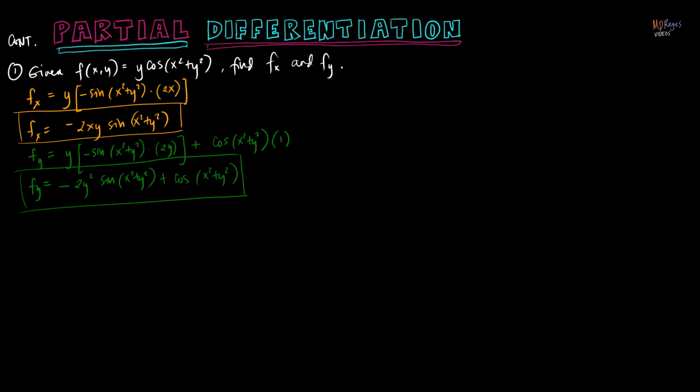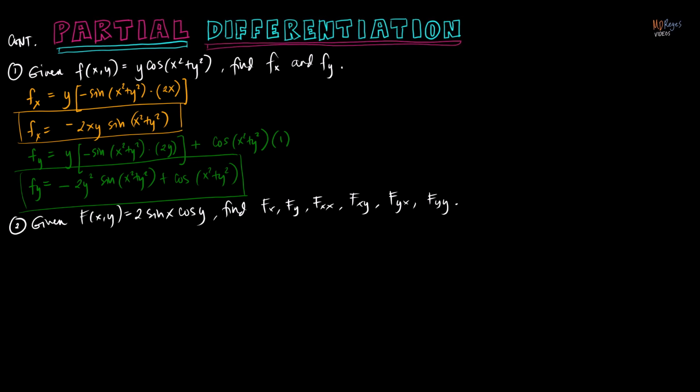Now let's have another example. In number 2, you're given capital F in terms of x and y, which is equal to 2 sine x cosine y. We have to find the first partial derivatives of f with respect to x and y, and then the 4 second partial derivatives of f. Alright, so let's start with the first partial derivative of f with respect to x.